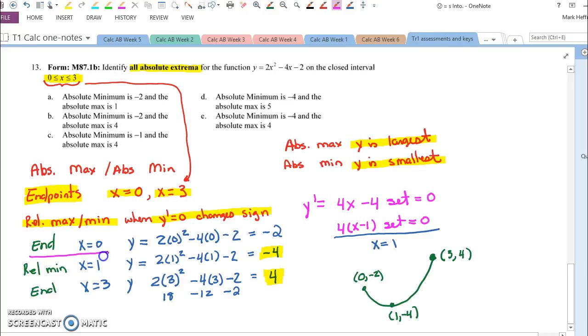One of your endpoints was x equals 0, and you found the y to be negative 2. Your relative minimum was x equals 1 and y equals negative 4, and your other endpoint was x equals 3, y equals 4. So you can see this is your absolute max, and 4 is the y value. This is your absolute min, and negative 4 is your y value, making the answer E.